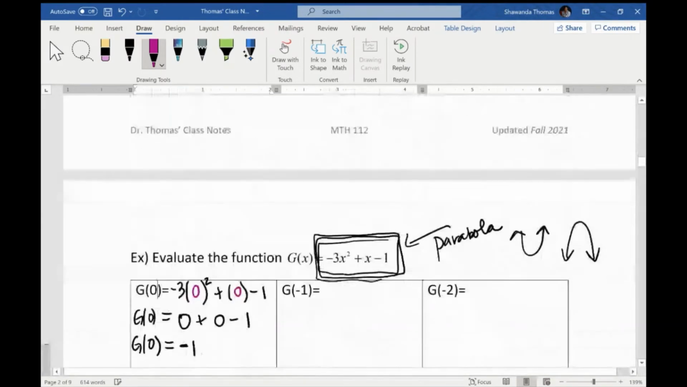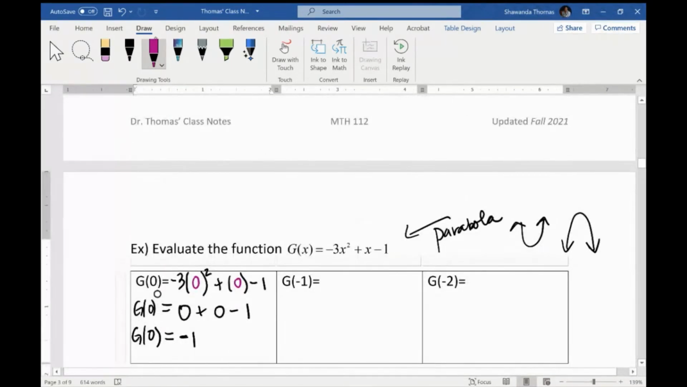So this one, what's the degree of that? 2, because this is the highest exponent right here. So when the highest exponent is a 2, then it's a quadratic function. When you graph it, it's going to look like a U.